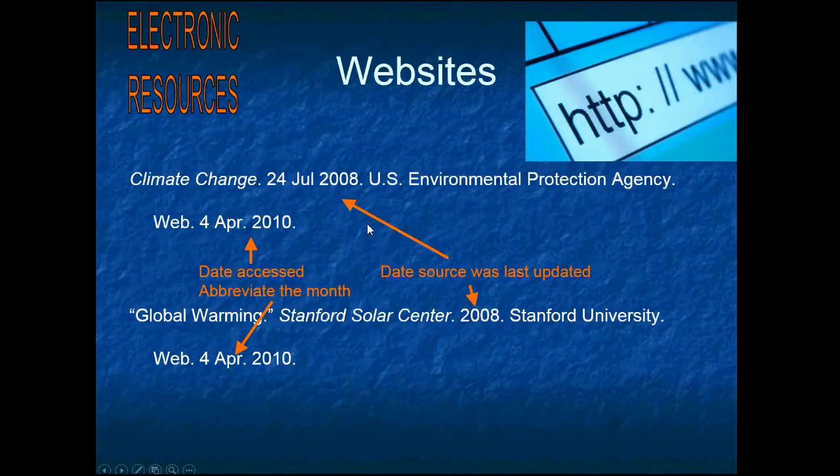Let's take a look and see what it will look like in the actual Works Cited page. Climate change. So there was no author. Climate change. The day it was published, where it came from, and it was a web source, so we know we didn't have a hard copy, and then the day that we got it. Okay. And then next here, this is the example we used on the last slide. Global warming, it's the name of the article, where it came from. It was published in 2008, came from Stanford University. That's who published it. We got it on the web, and then again we looked for it on 2010, April 4th.